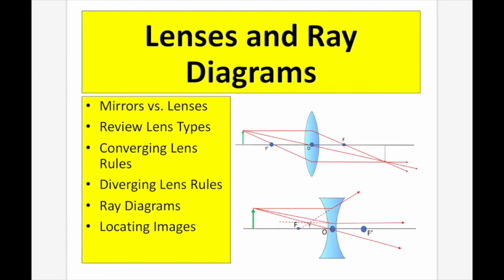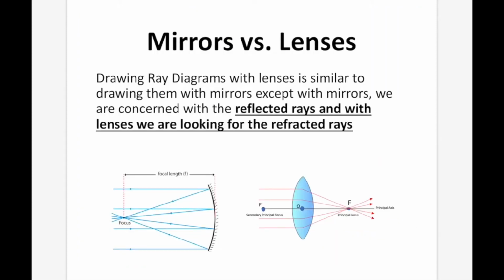Lenses and ray diagrams. In this lesson, we're talking about mirrors versus lenses. We're going to review lens types. We're going to talk about the converging lens rules, the diverging lens rules, ray diagrams, and then locating images using converging and diverging lenses.